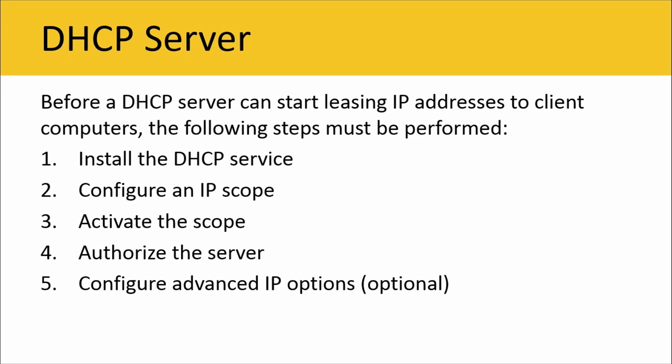All right, so let's talk about the DHCP server and how that process works. It starts leasing an IP address to client computers after the following steps are performed. And so you see the steps there. Clearly, you have to install the DHCP service on a server before it can be used. You configure an IP scope, activate that scope, authorize the server, and then configure any other advanced options. Of course, those are optional, but if you're a really good network administrator, you're probably going to be configuring those advanced IP options. I honestly probably am not there yet myself, but someday, right?